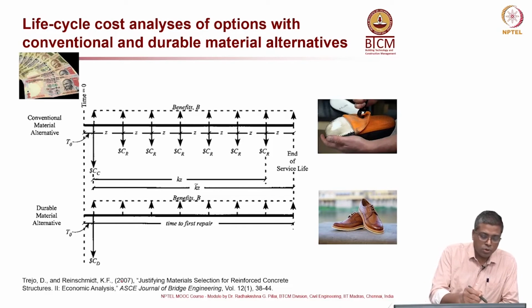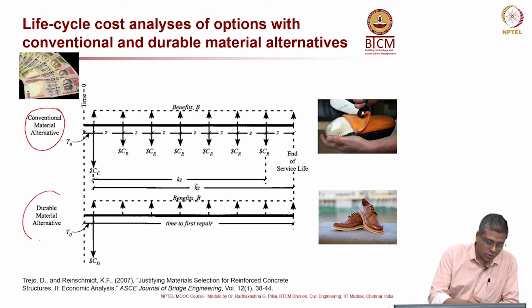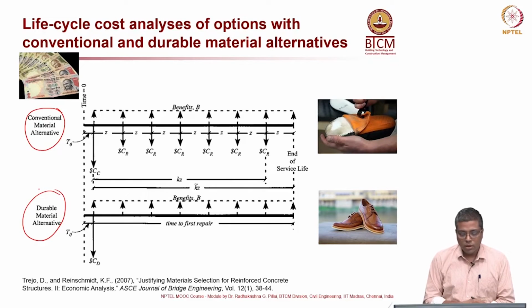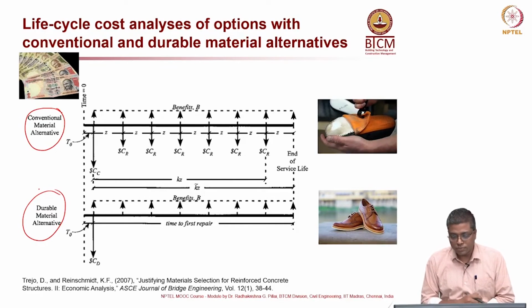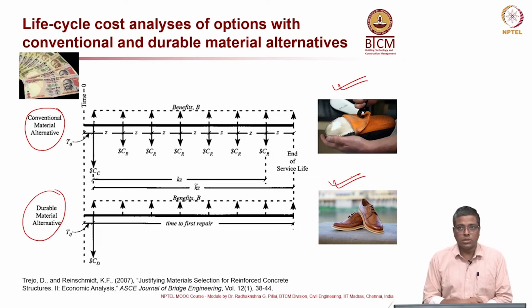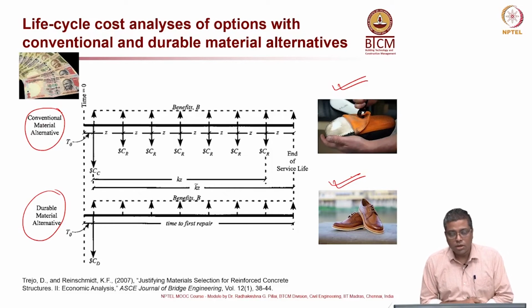Now here you have two options. One is a conventional material alternative and the other is a durable material alternative. Think about an example of a pair of shoes. You can see in the first one, this person has to repair the shoe very often. In the second option, I am going to say that this is a very good quality shoe and you do not have to repair it very often.